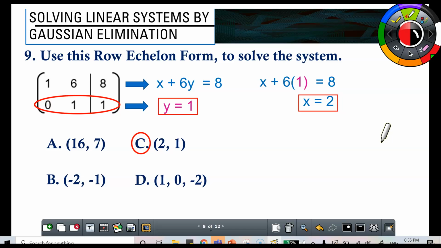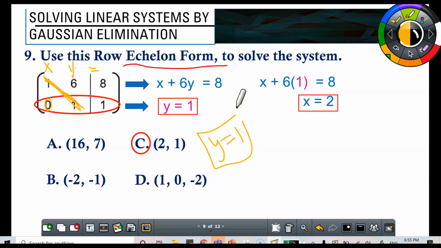So for this one, you already have the last step matrix. So this is the diagonal. Under the diagonal, you already have the 0. So you just need to do the last step, solve for x and y. So x column, y column, equals sign. Okay. So the second row tells you 1y equals 1. So y equals 1. One solution.